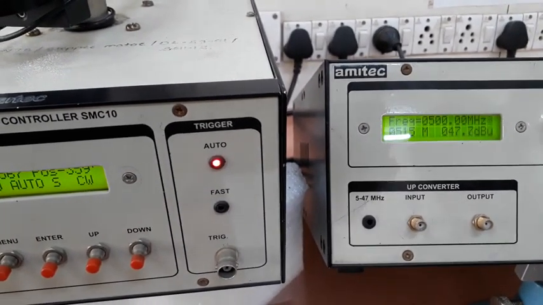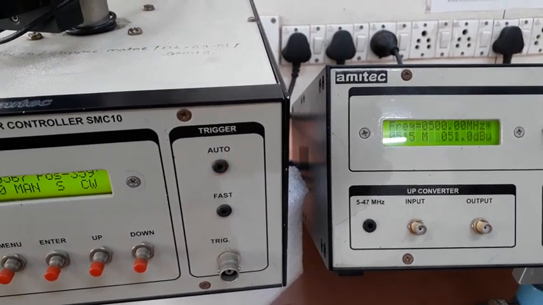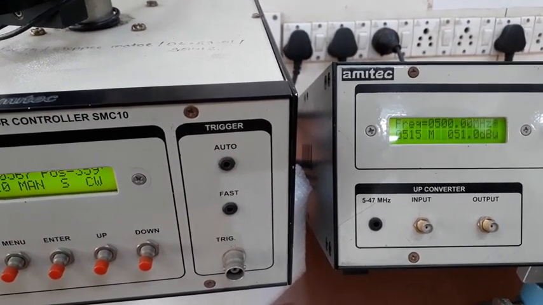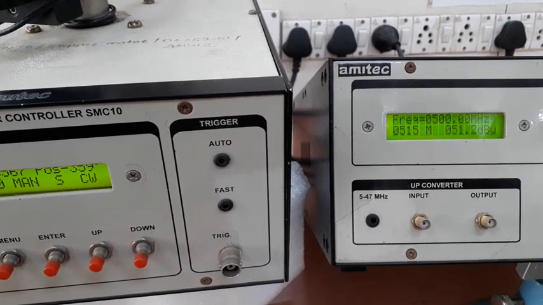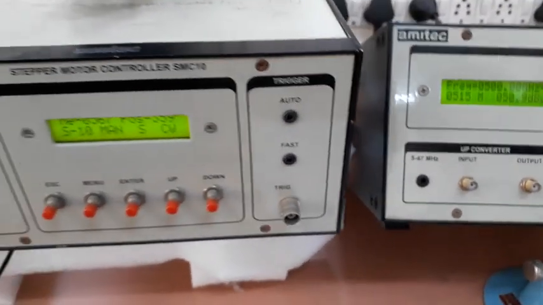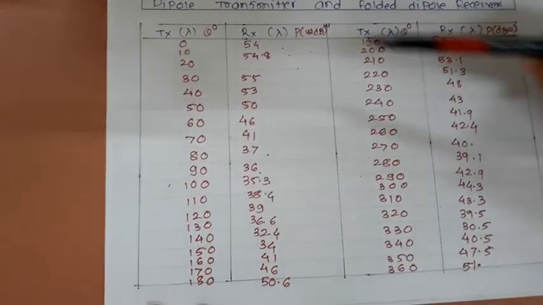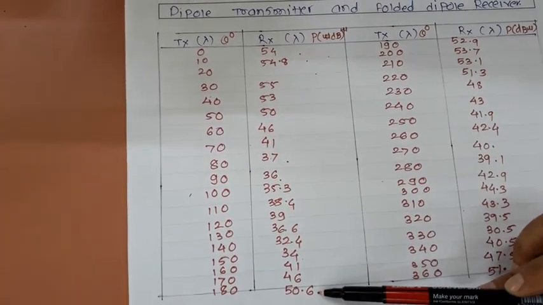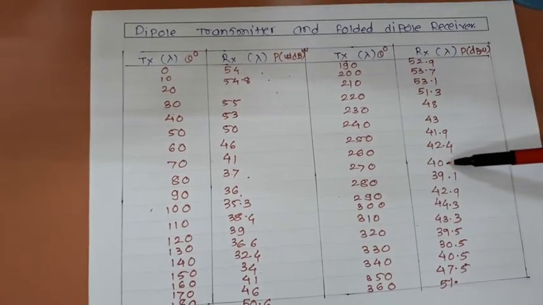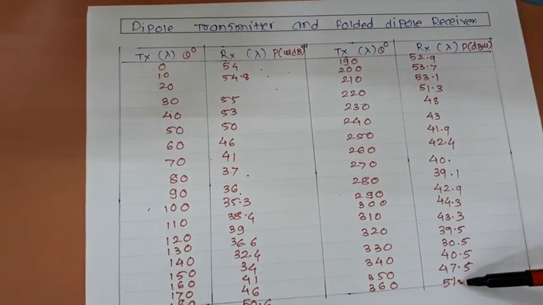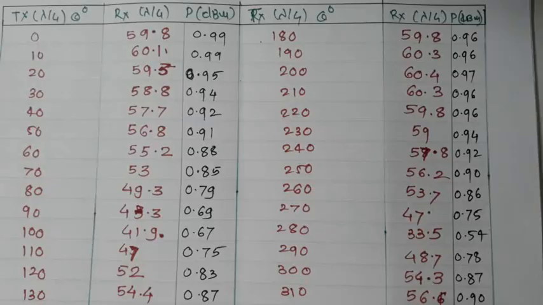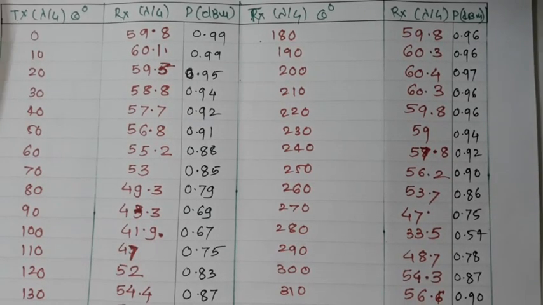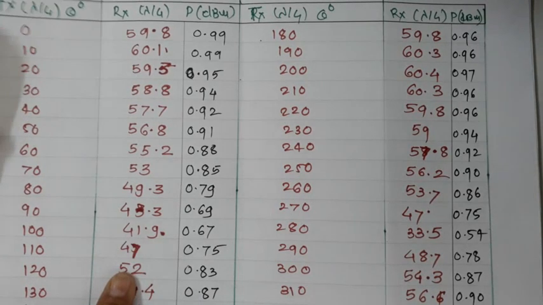350, it is 47.5. And 360 is the last reading, whereas we are observing it as 51 dB. So here we have taken all the readings for the length of lambda. These are the readings. If you observe these readings, again the maximum for 0 degree, minimum for 90 degree, again at 180 degree you will get the maximum value. At 270 it is decreasing again, and at 360 you are getting the maximum value.